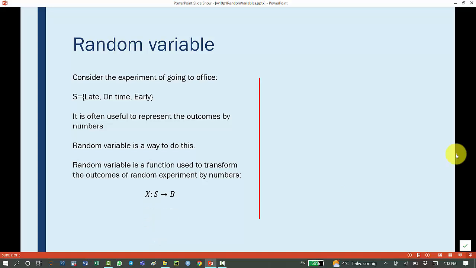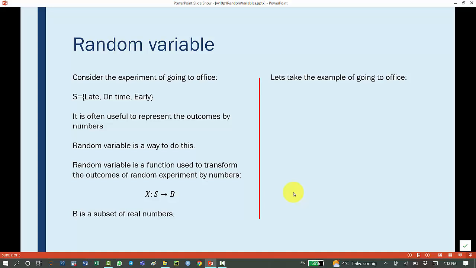A random variable is actually a function defined from the sample space of an experiment to a set of real numbers. This representation here, S, is the sample space, which is the domain of the function X, which we call a random variable, and B is a subset of real numbers. Remember that if B contains discrete numbers, then X is a discrete random variable. If B contains continuous numbers, decimal values, then X is a continuous random variable.